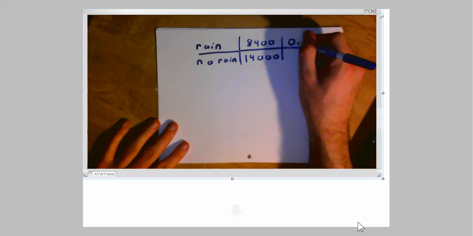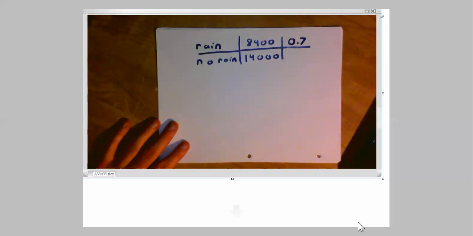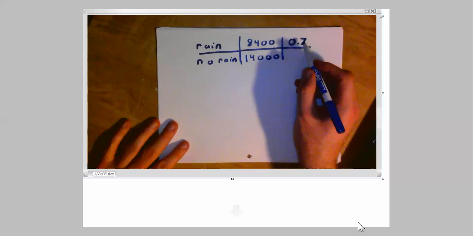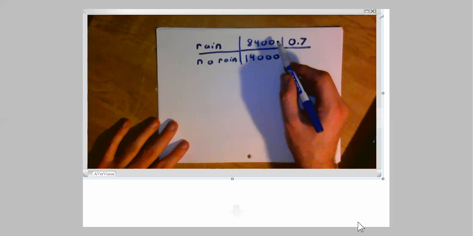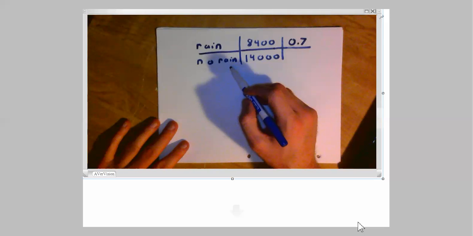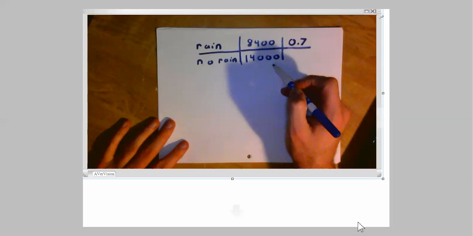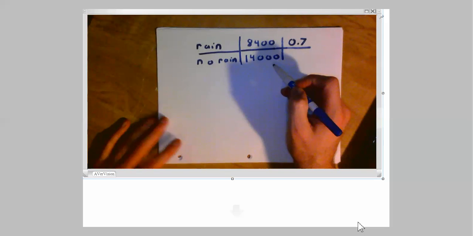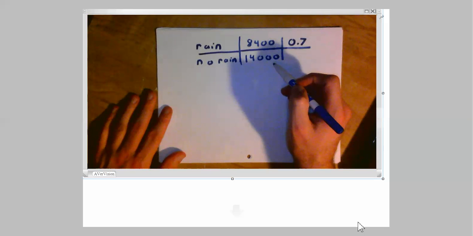I'm just going to put 0.7, or you can write 70 over 100, which is another way to write 70% or 0.7. 70% just means 70 divided by 100, which is 0.7. And if there's a 70% chance of getting 8,400 people, which is rain, then no rain is the other case. Now there's only two cases, rain and no rain, or 8,400 people or 14,000 people. Okay, and these numbers are on average, they're not exact.